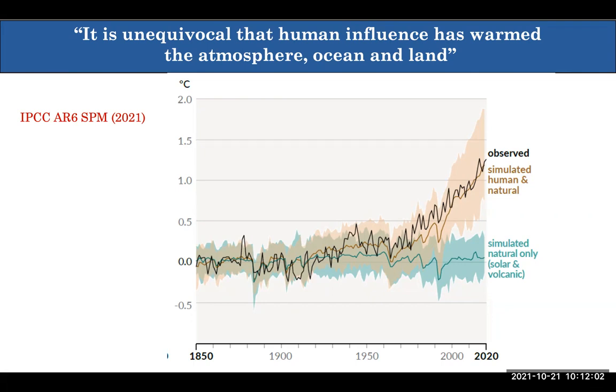If you look at the simulations in pink, you clearly see that if we superimpose on those natural forcings the forcing associated with human activities, which are the increase of greenhouse gases, but also the small particles, the aerosols that are emitted in the atmosphere, you see that overall, the models are able to reproduce the main features of the main increase. And that's one key element that allows us to say that it is unequivocal that human influence has warmed the atmosphere, the ocean, and land.